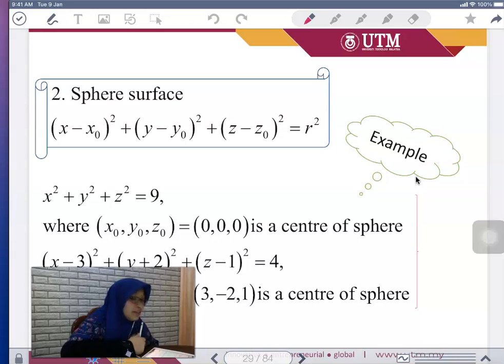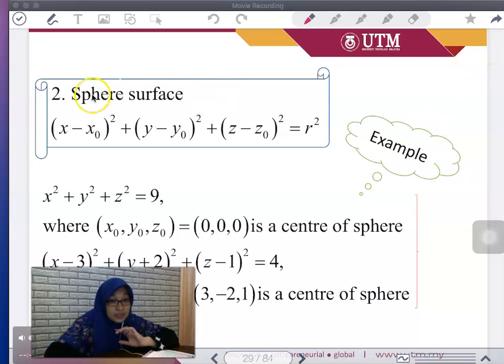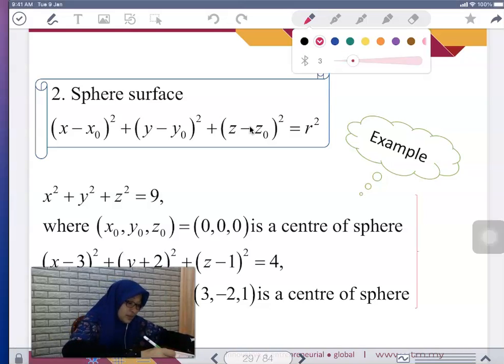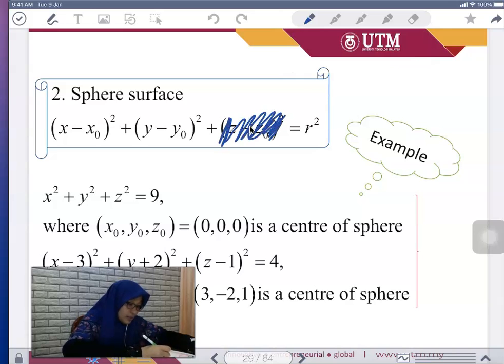the sphere surface. What is a sphere? Just like a ball. You can touch the ball, so that is an example of the sphere surface. This is the general equation. It's just like a circle. If you have only x and y, then you have a circle.